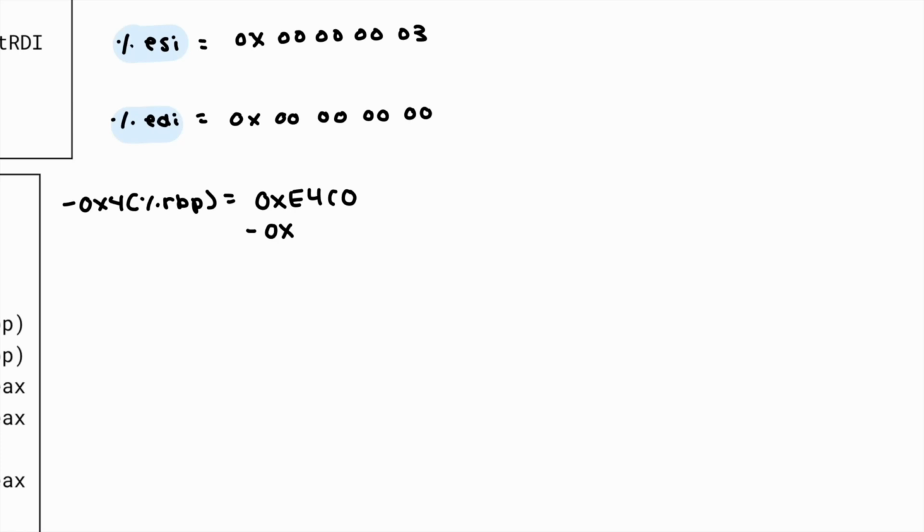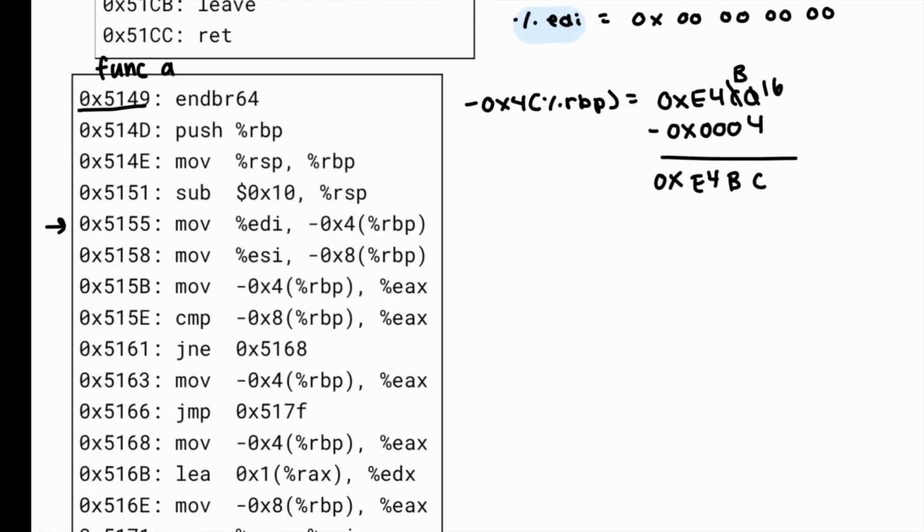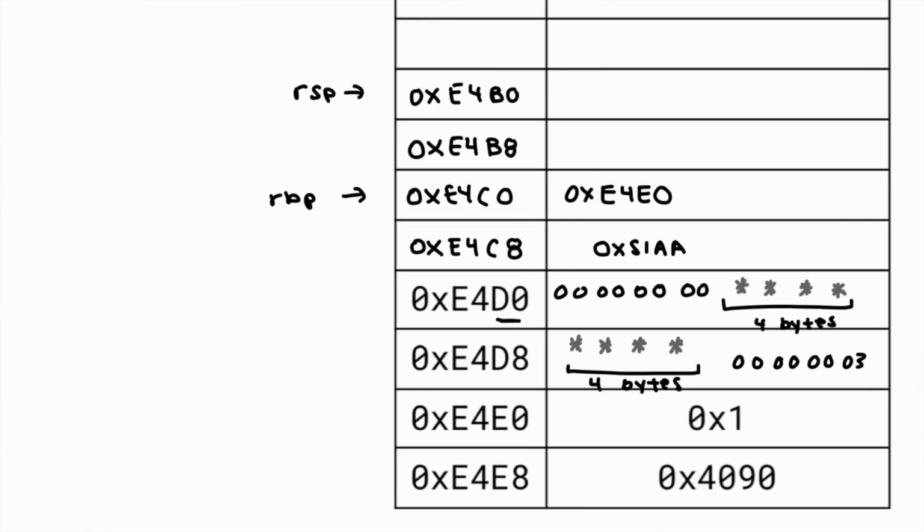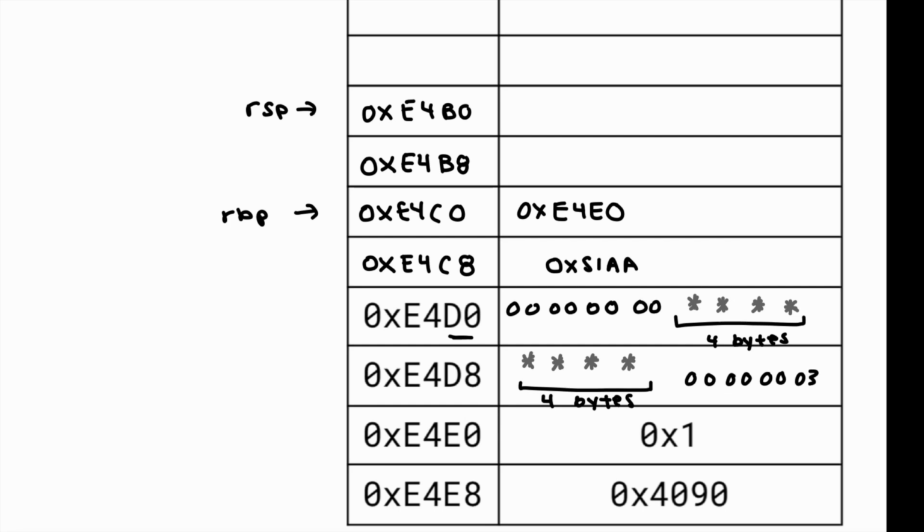RBP is at 0xe4c0. 0xe4c0 minus 0x4, this will be C, this will be 12, which is C, and then B, and then E for 0x. And at this point, the value of EDI is being placed in there, and EDI right now is 0x0, so E4BC will have 0x0. Let's go look at our stack. When we want to look for BC, we know that B8 is at this first byte, then we have B9, we have BA, we have BB, and then we have BC.